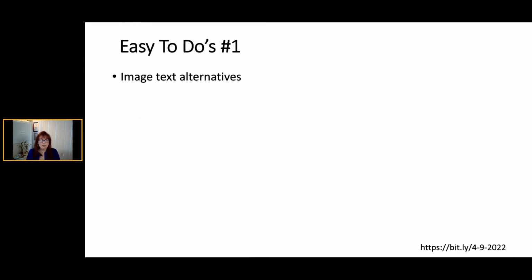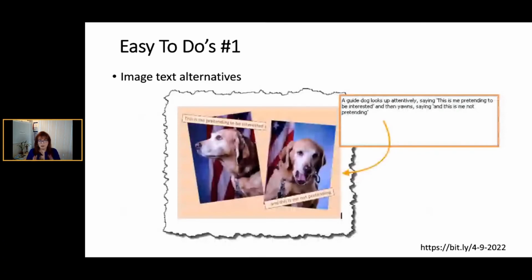On the screen, there is an image, 2 photos of the same dog with a caption on each photo. And without a text alternative, a person coming to your website, let's say that you were in the business of educating people on guide dogs and training guide dogs, but someone comes to your website, they don't know that this exists, they don't know what it means, so to them it's useless.